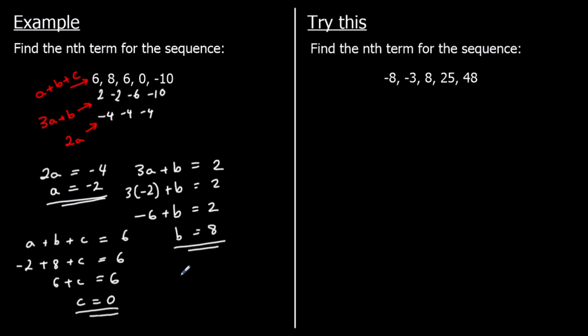So what is the nth term? We've got -2 n squareds. We've got 8 n's and no c term. So we've got -2n squared plus 8n. So if we substituted 1 in, we'd get 6. 2 in, we'd get 8, 3 in, we'd get 6, 4 in, we'd get 0, and so on.